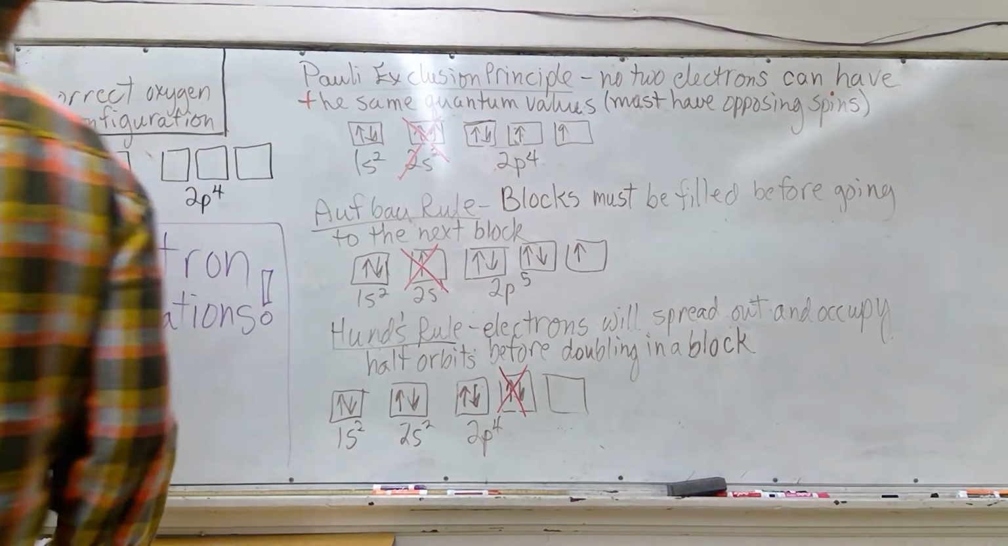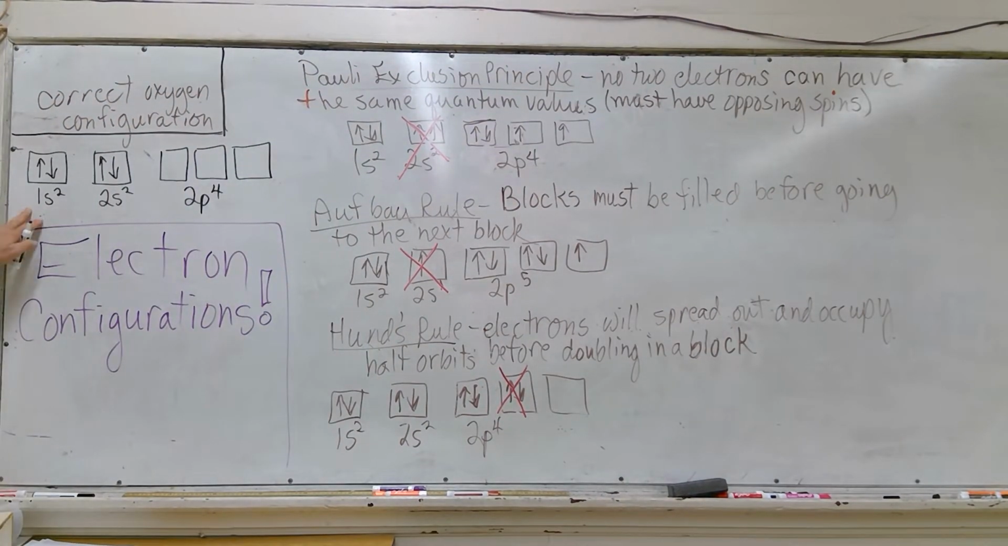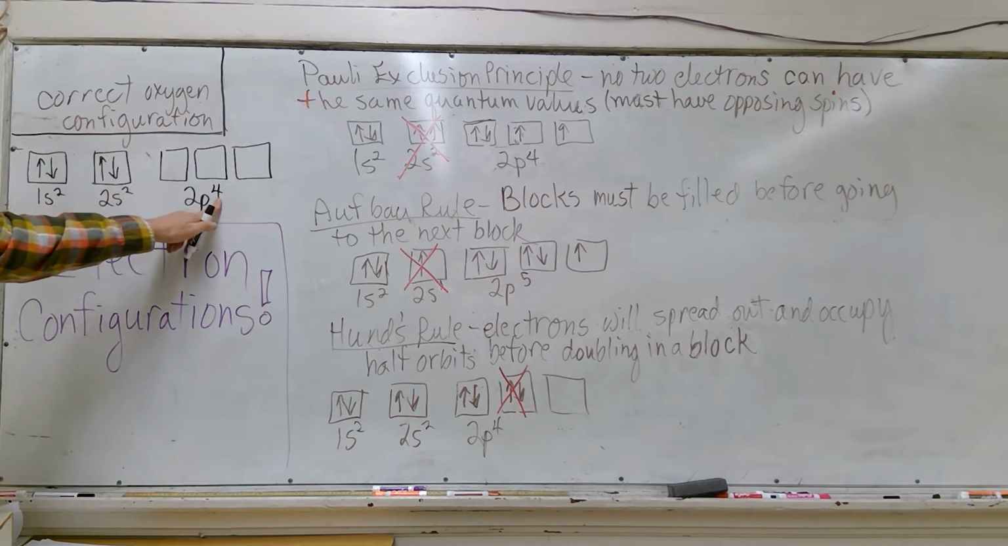So we start filling up the first block, 1s2. And if we stop right there, that would basically be helium. And then we start moving on to the second row of the periodic table. If you're looking at your periodic table, that brings us to lithium and then beryllium. So if we stopped right here, that would be beryllium. So we're moving to the right on the second row, and we get into the P block. And so now we start adding arrows to represent those 4 electrons in the P block for oxygen.